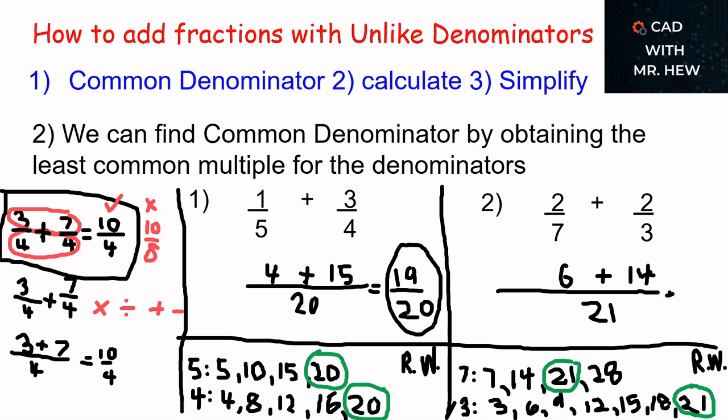So we're going to put our equal sign. We're going to carry over the 21. Then 6 plus 14 is what? 20.